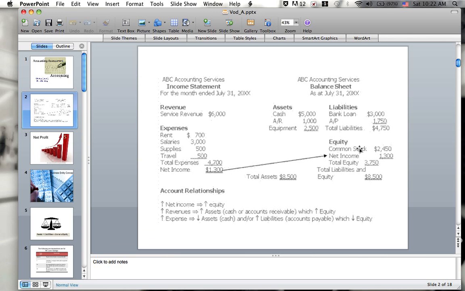This is much the same for every line on the balance sheet, even owner's equity. The relationship between net income and equity is that when net income increases, equity increases too. Net income belongs to owner's equity. Therefore, it is also included in the balance sheet. Also, when revenues increase, assets and equity increase. However, when expenses increase, assets decrease and/or liabilities increase, which means equity will decrease.